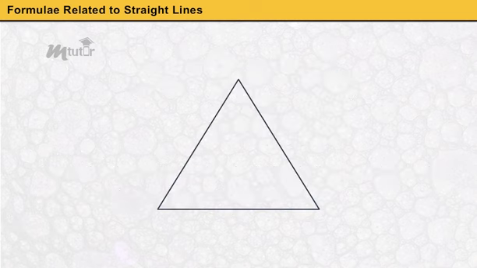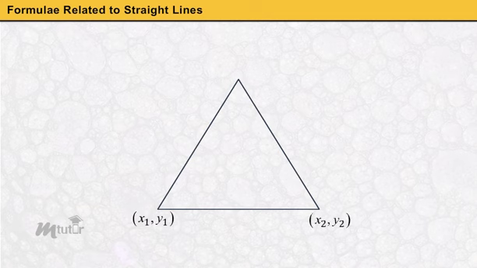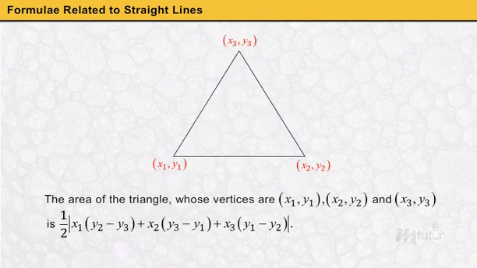Next, consider the triangle whose vertices are (x1, y1), (x2, y2) and (x3, y3). How can you find the area of the triangle if the vertices are given? The area of the triangle whose vertices are (x1, y1), (x2, y2) and (x3, y3) is 1 by 2 into the modulus of x1 into (y2 minus y3) plus x2 into (y3 minus y1) plus x3 into (y1 minus y2).